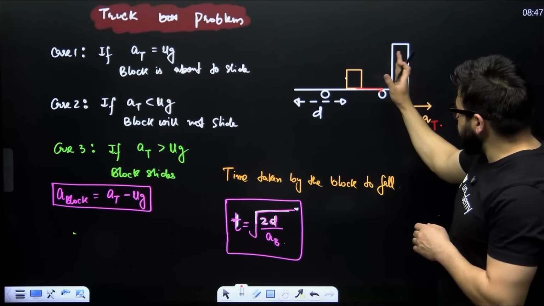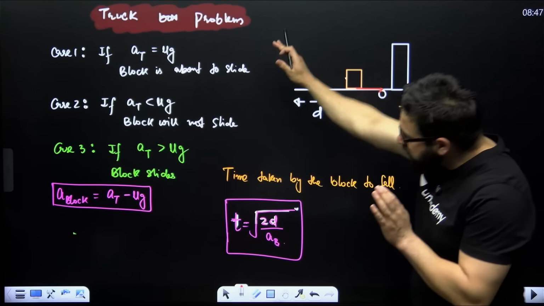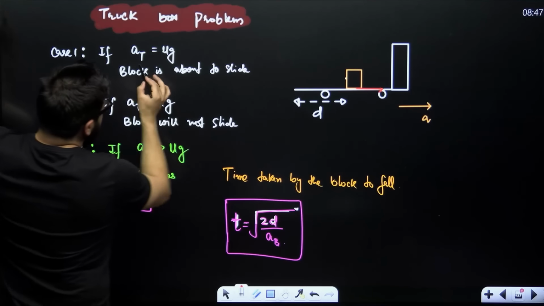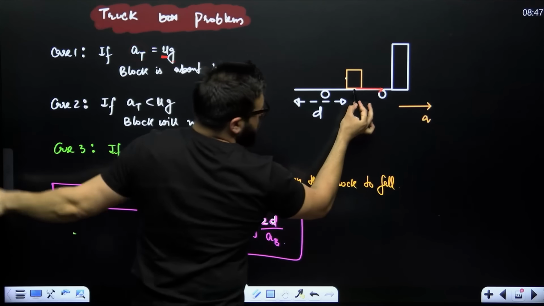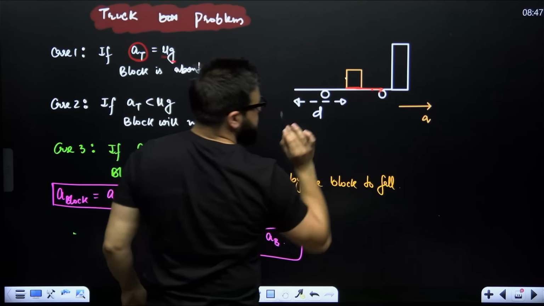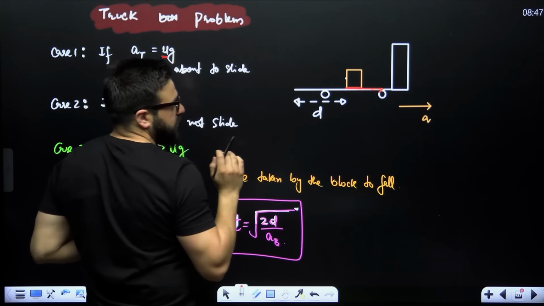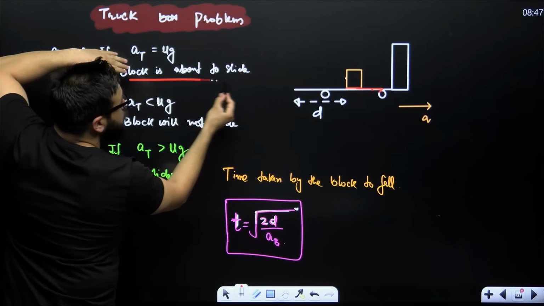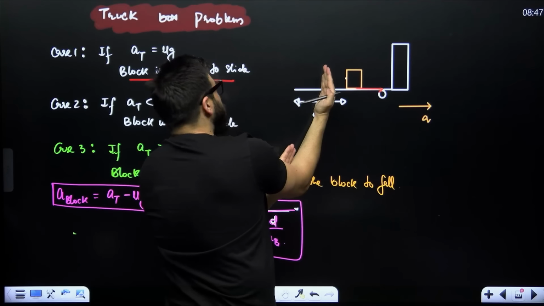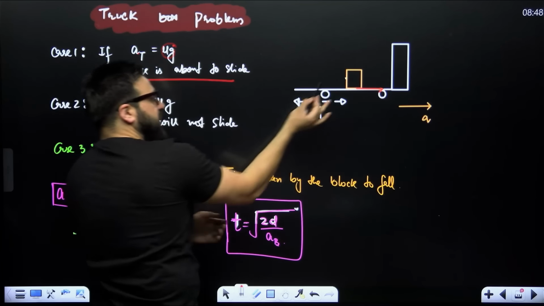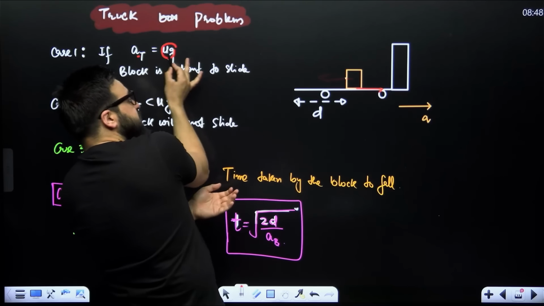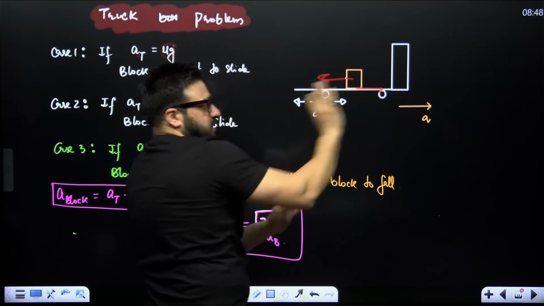Now when the truck moves, there are 3 cases which we discuss. Case 1: if the acceleration of the truck is equal to mu into g, where mu is the coefficient of friction between the block and the surface and g is acceleration due to gravity, then the block is about to slide. If the acceleration becomes slightly greater than this, it will slide. But if it is equal, the block is about to slide; it has not slid yet.